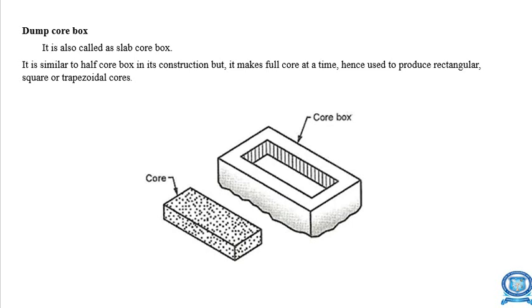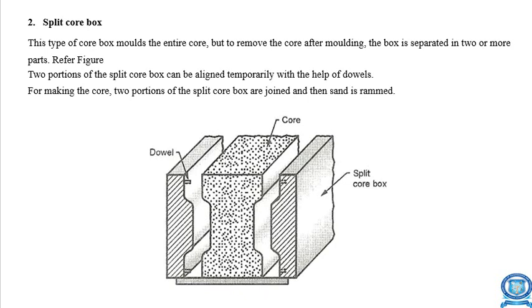A dump core box. It is also called a slab core box. It is similar to a half core box in construction, but it makes a full core at a time. Hence it is used to produce rectangular, square or box type cores itself. Mostly it is suitable for slab type cores itself.